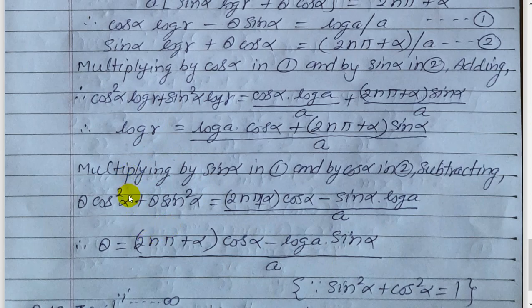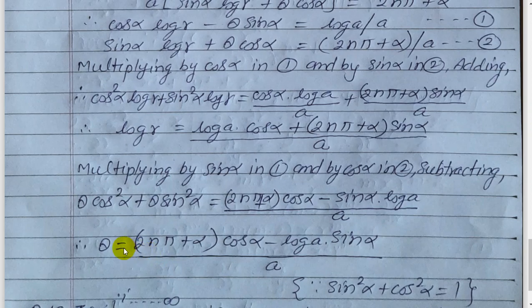So we got our both answers. Log r equal to log a into cos alpha plus 2n pi plus alpha into sin alpha entire upon a, and theta equals 2n pi plus alpha into cos alpha minus log of a into sin alpha entire upon a. Hence proved question number 17.